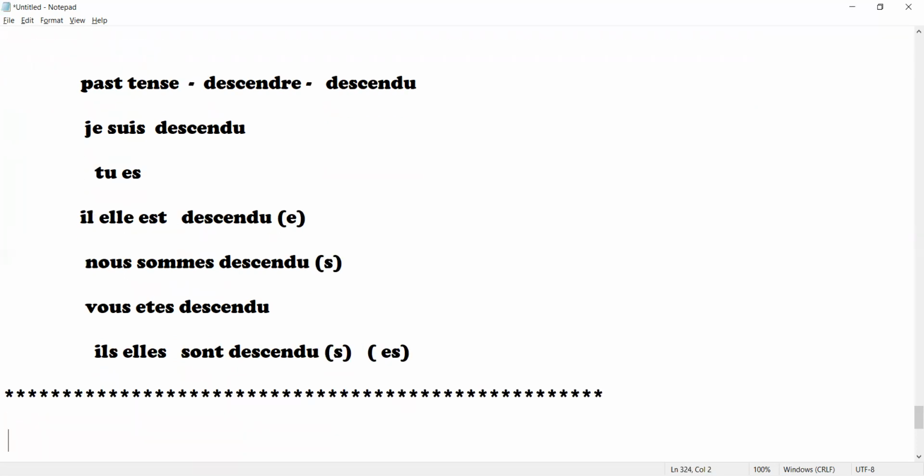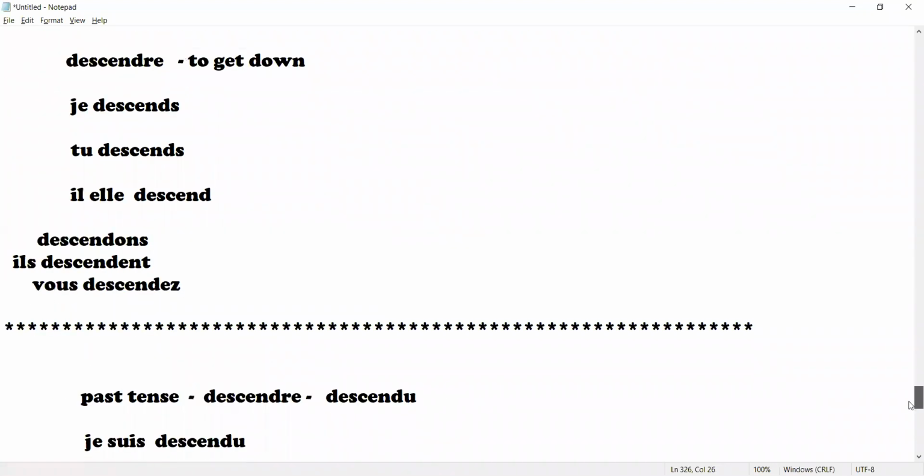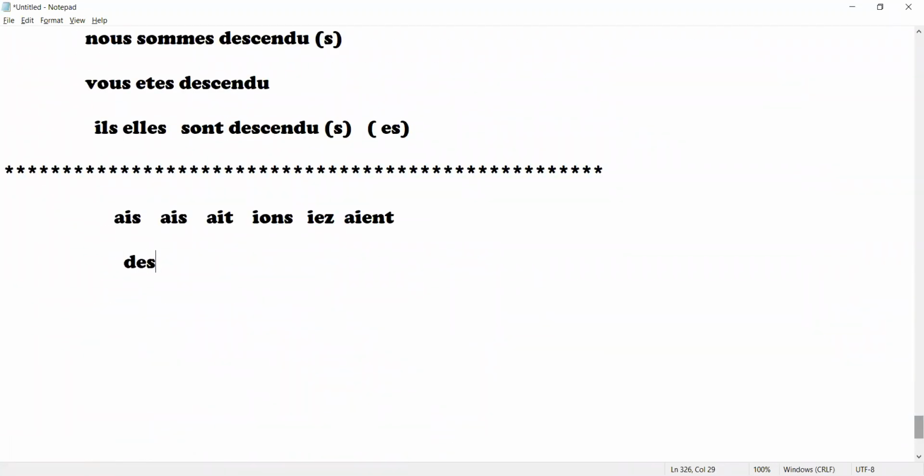Now, what is the formula of l'imparfait of descendre? A-I-S. So, l'imparfait of descendre is A-I-S, yes. Past continuous. A-I-S, A-I-T, I-O-N-S, I-E-Z and A-I-E-N-T. But we have to take the help of the nous conjugation. What is my nous conjugation? It's descendons. Okay. Say clair. D'accord. And we have to eliminate O-N-S, and we have to insert A-I-S.